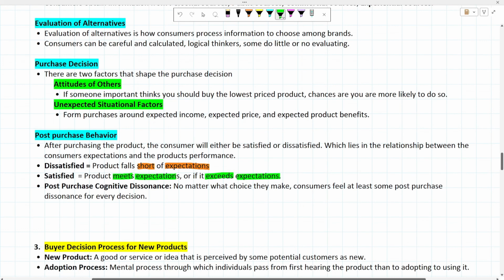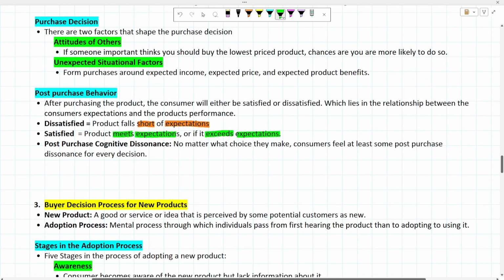So post-purchase cognitive dissonance. No matter what choice they make, consumers always feel at least some post-purchase dissonance for every decision. So that means that if you're really excited about a bag and that bag meets your expectations, you'll feel a little bit of sadness, or the level of happiness you thought you would have achieved when buying that purse or bag won't be as high, and it might lower and lower as you purchase the product. So this is pretty much what it's explaining.